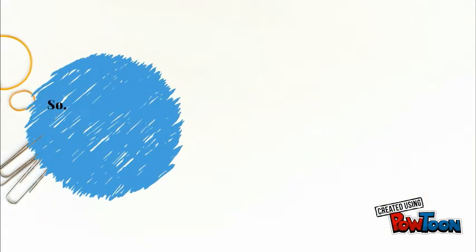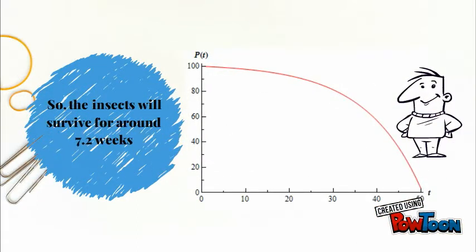So the insects will survive for around 7.2 weeks. Here is a graph of the population during the time in which they survive.